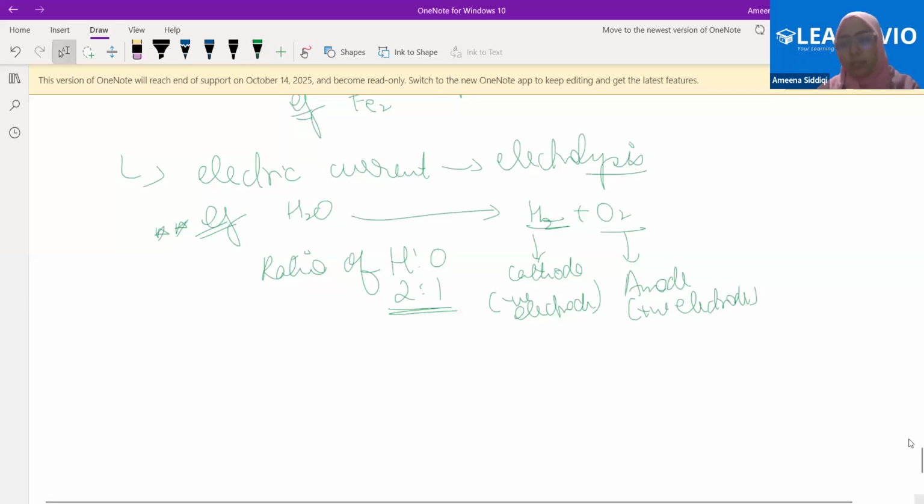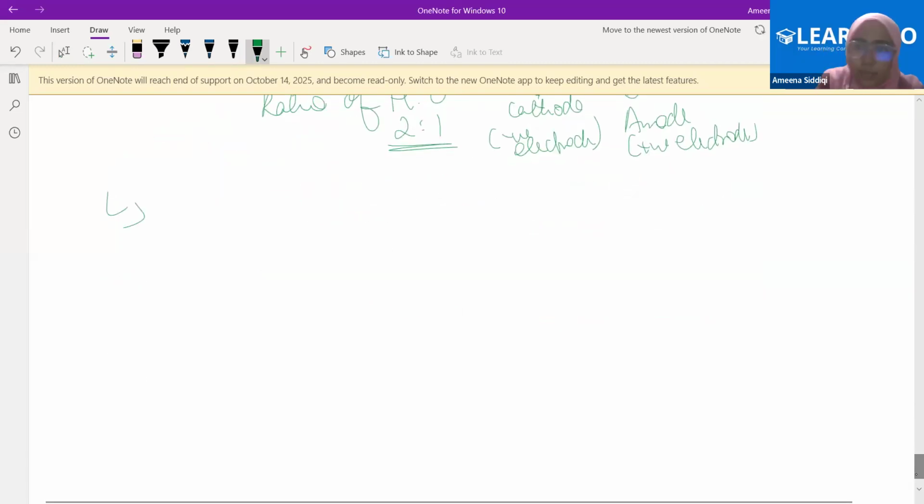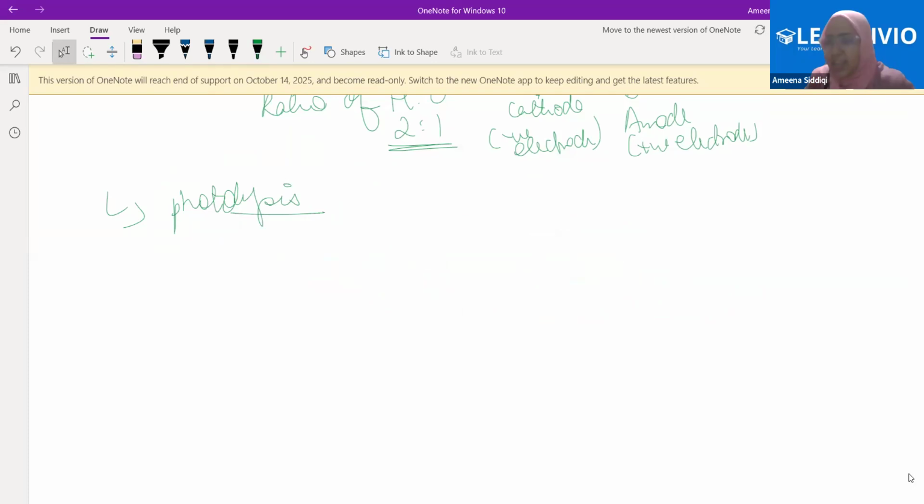The third type of energy is the sun energy or light energy. That is called photolysis. Lysis again means to break down, and photo means light. So break down in the presence of light. Sunlight is one example here. Sunlight is a form of light which has energy. We all know that.